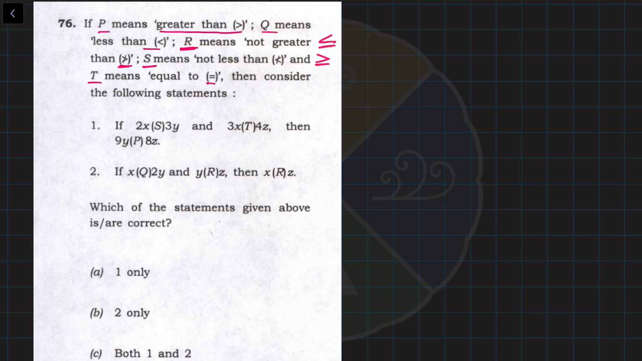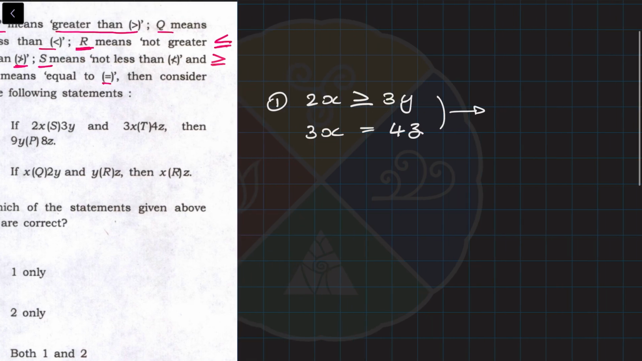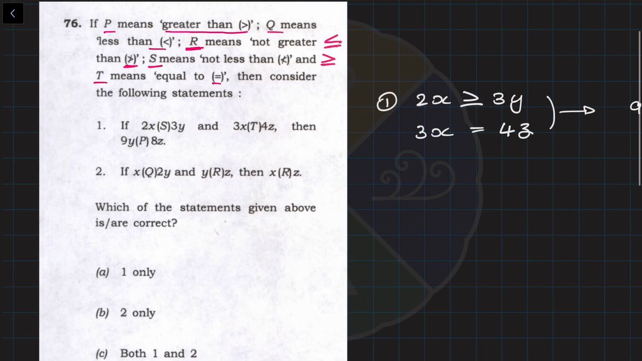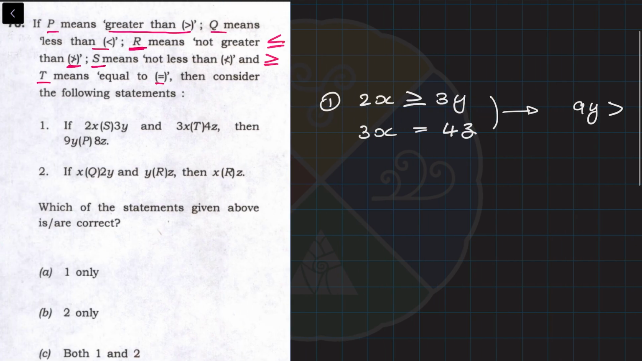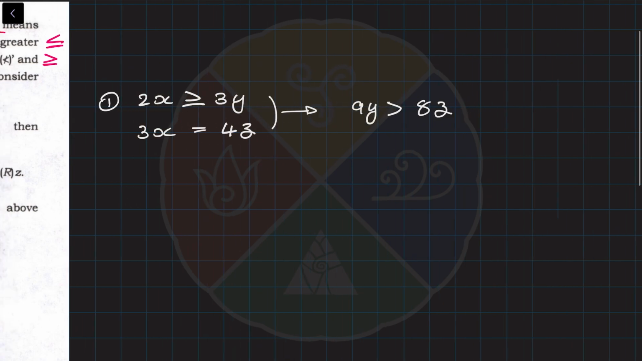So let's see statement number 1. Statement number 1 says that 2x S 3y. S is greater than or equal to, so 2x is greater than or equal to 3y. At the same time, 3x, that is T, equals 4z. So 9y and 8z are getting related. Then they are saying that if this is the case, then 9y P 8z, that is, 9y is greater than 8z. So let's see if this can be proved.